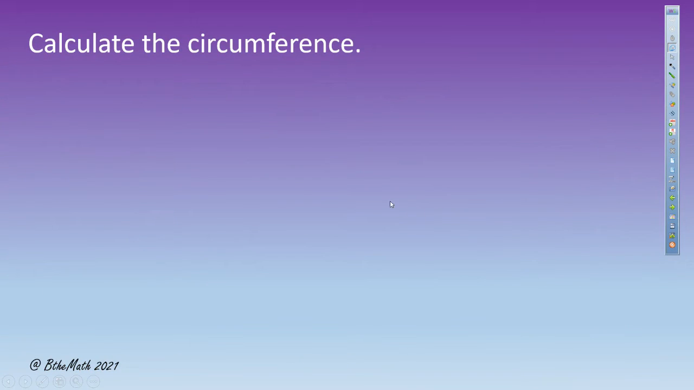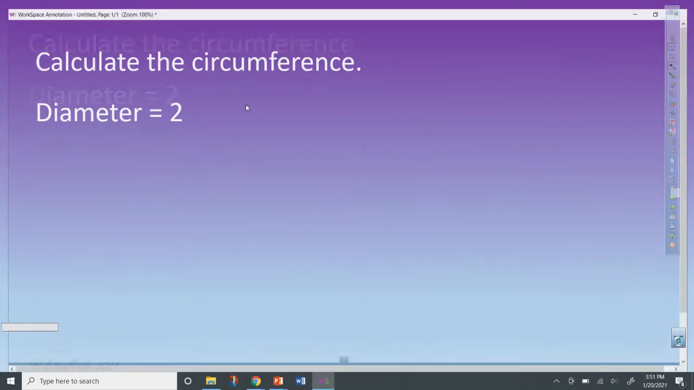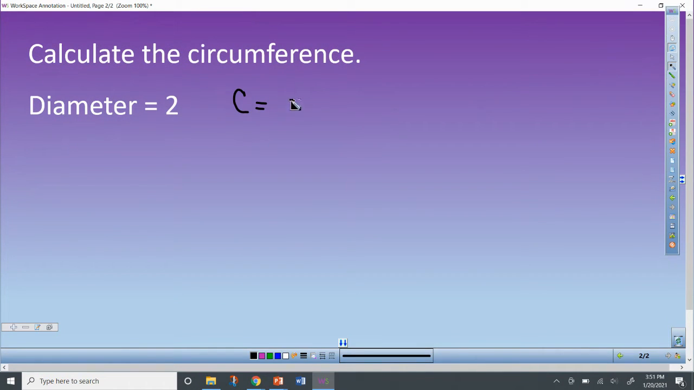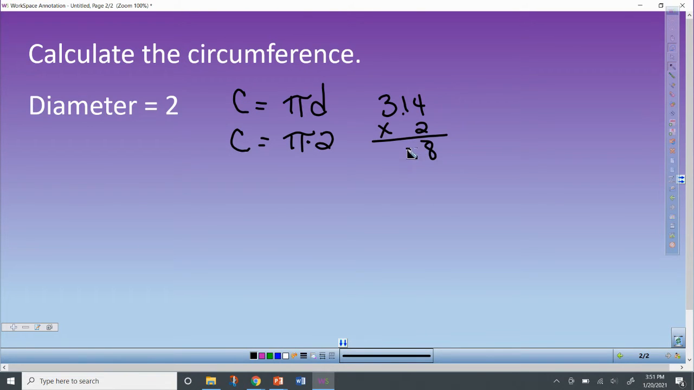All right, let's try some more without actual circles. They want us to calculate the circumference of a circle with a diameter of 2. So we would have C equals pi d. That's the formula we would use. So C equals pi times 2. And remember, pi is 3.14 times 2. And so that'd be 6.28. So the circumference with a diameter of 2 would be 6.28.